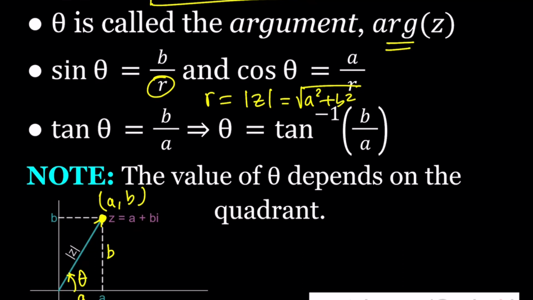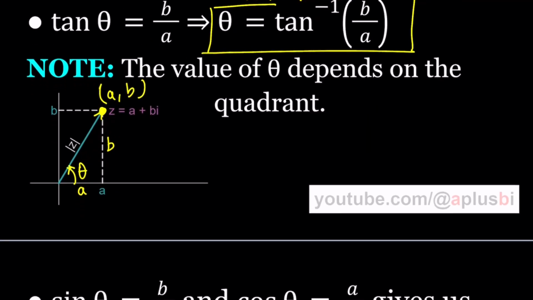Tangent theta is equal to b over a, which allows you to find theta from inverse tangent. Why don't we just use sine and cosine? Well, you kind of have to use both, because you need to know which quadrant you're in. So the value of theta depends on the quadrant. For example, if sine is positive and cosine is negative, that means you are in the second quadrant, so your tangent is going to be negative. But there are two quadrants for which tangent is negative, so you have to look at sine and cosine. That's why you need to check the quadrant.